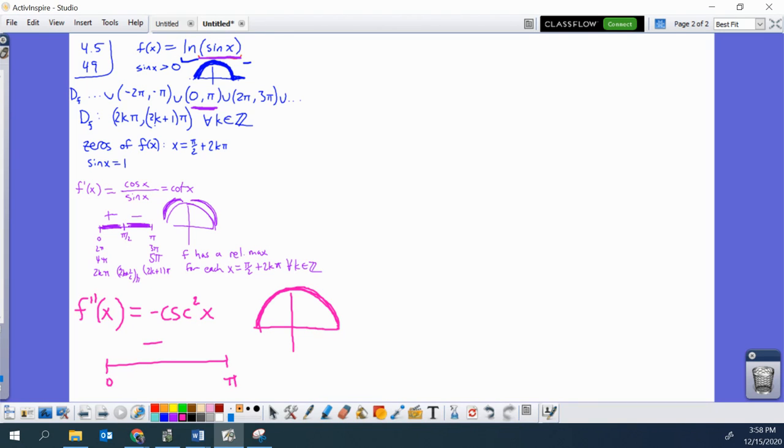And so that means that these curves are all going to be concave down the whole way, right? The f function, when you graph it, each piece of it is going to be concave down. So f double prime is less than 0 for all x values in the domain of the function. And so f is concave down over its domain.